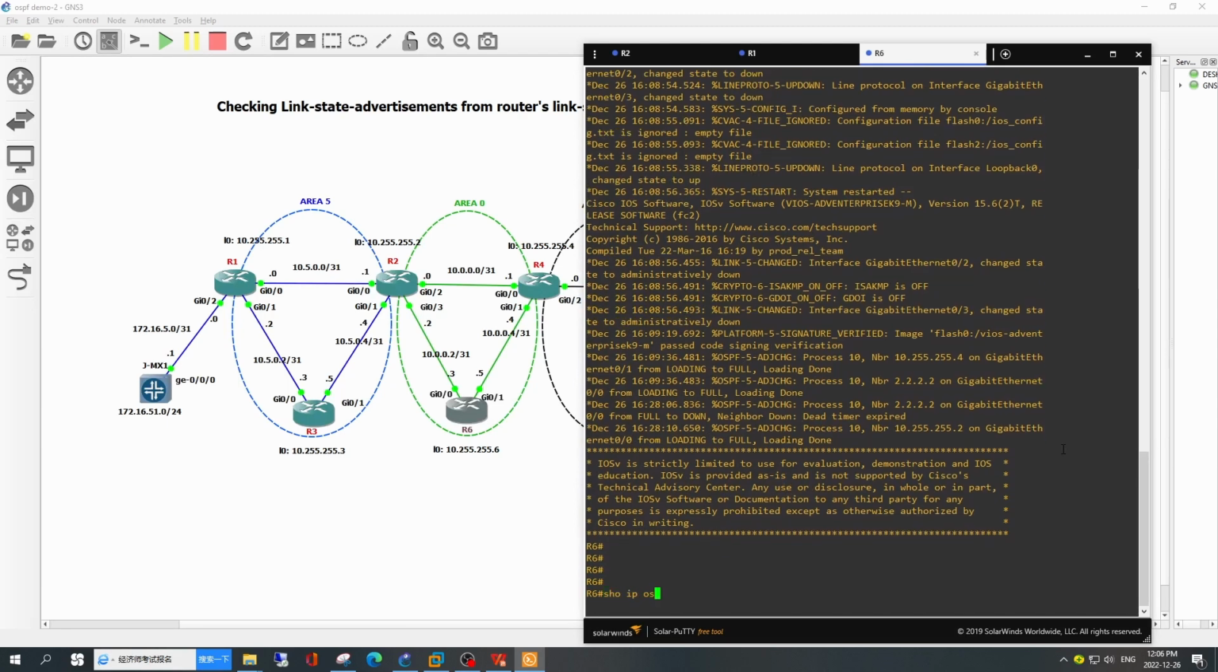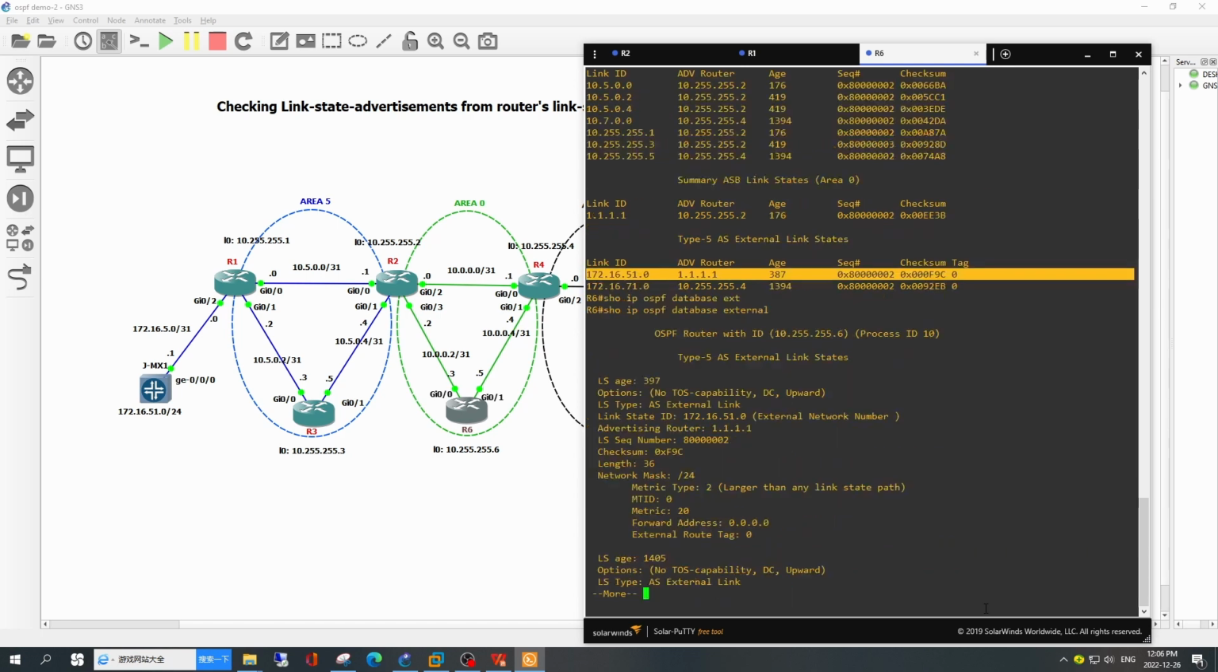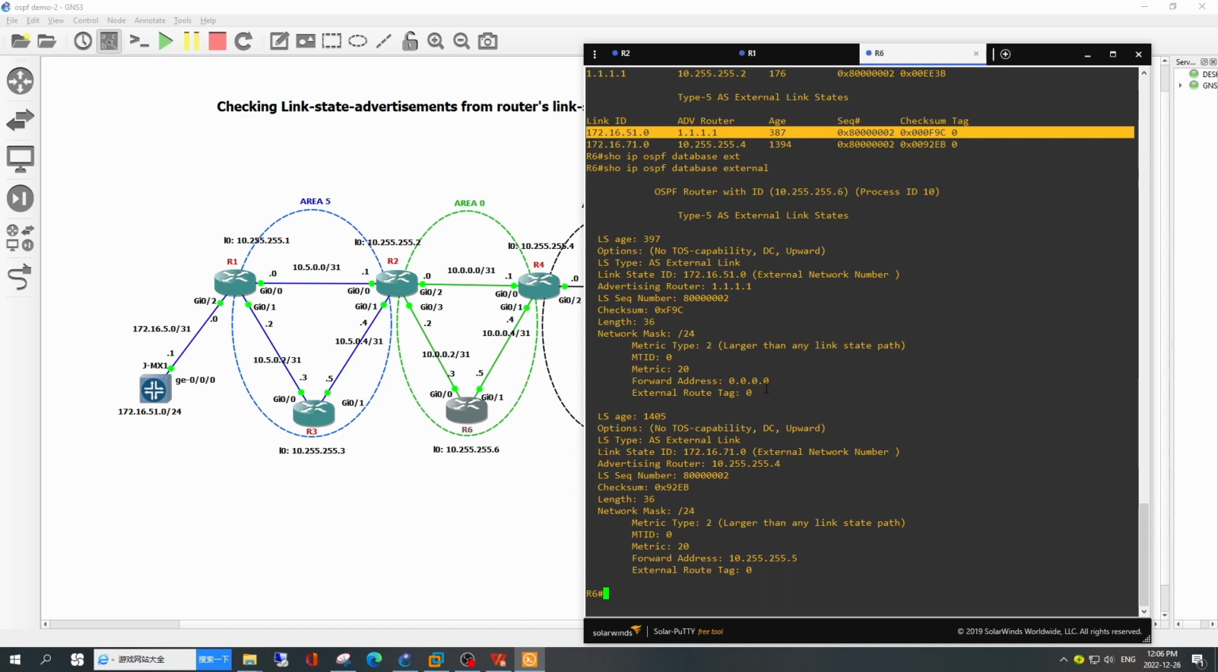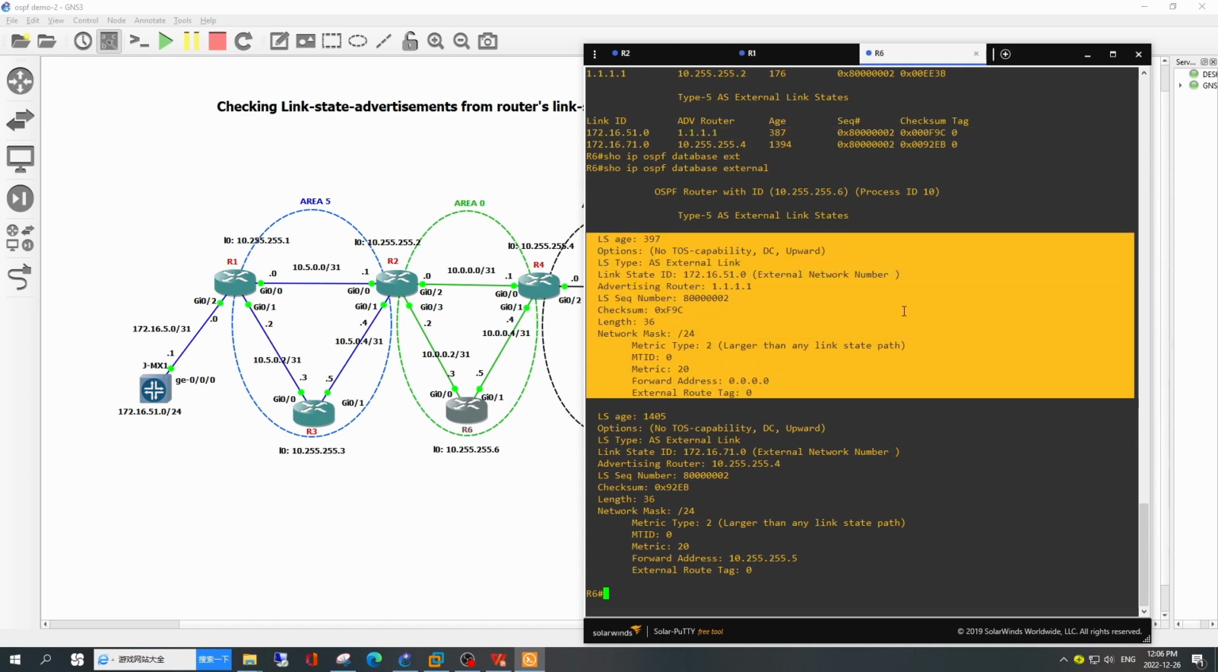Show IP OSPF database. I see the external routes. Yes, right? You do the show OSPF external routes. External routes. See, in the R6, right? They learn these external routes. No, sorry, I should say they learn this LSA, type 5 LSA.